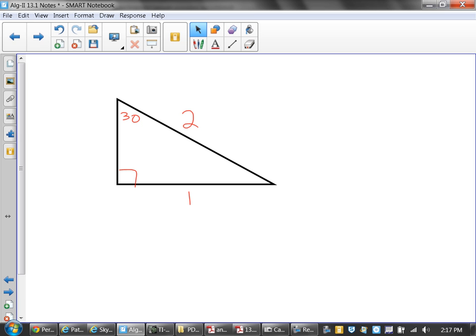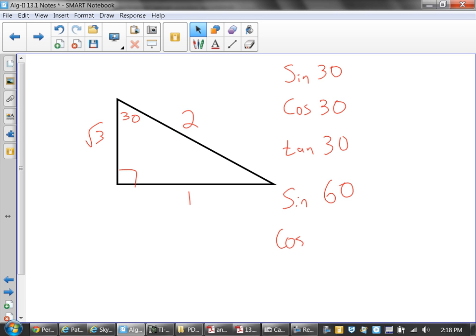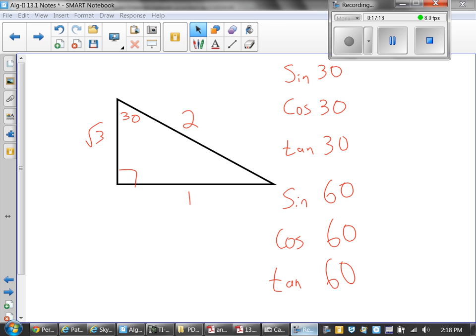Hypotenuse. What's the other side? Root 3. Okay. Take a minute and figure out then what's the sine of 30, cosine of 30, tangent of 30, sine of 60, cosine of 60, and tangent of 60. Take a second to see if you can fill those out. If you get rambunctious, go ahead and write out their inverses too.